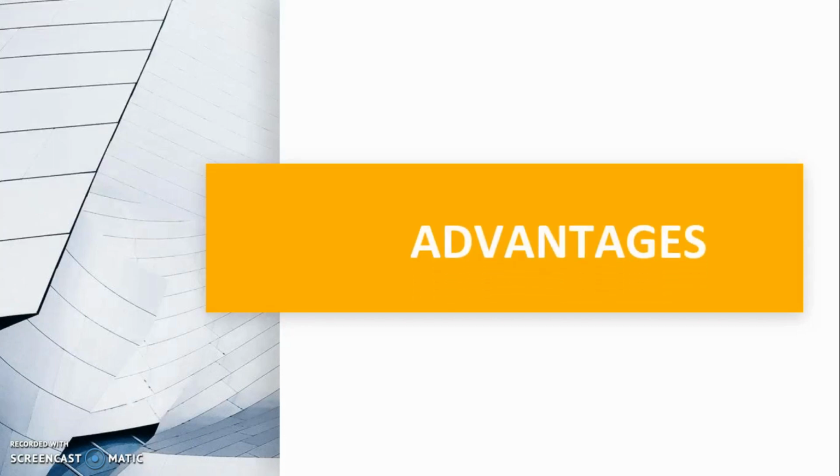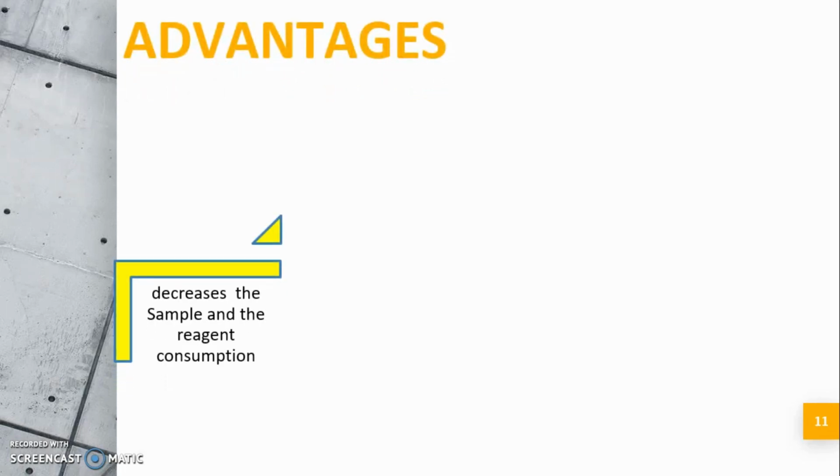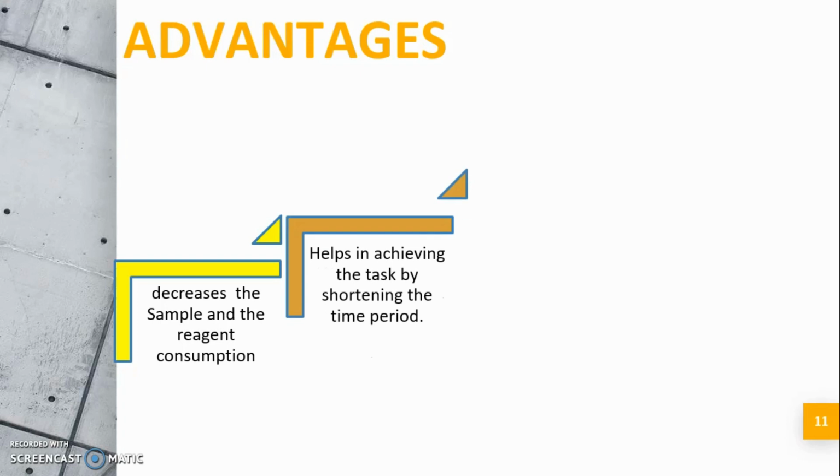Now let's talk about the advantages. Advantages of microfluidics are that they help in decreasing the sample and reagent consumption in an experiment. This is by improving the precision of the task. The other advantage of microfluidics is that they help in achieving the task quickly by shortening the experiment time period.